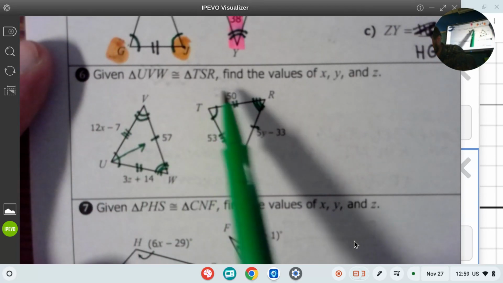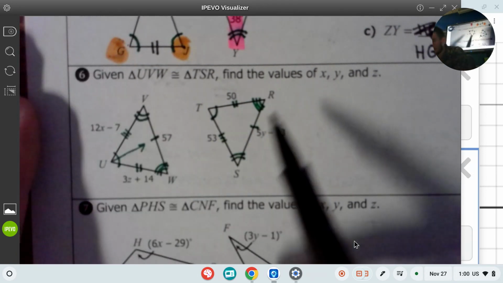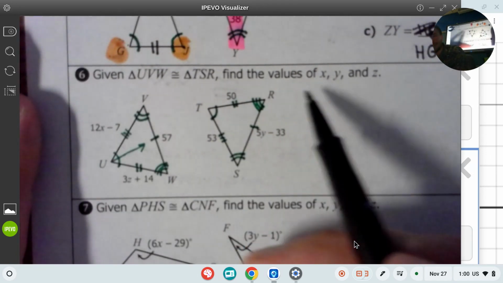It says, given these two triangles, find the values of x, y, and z. Now, x, y, and z, these are variables.